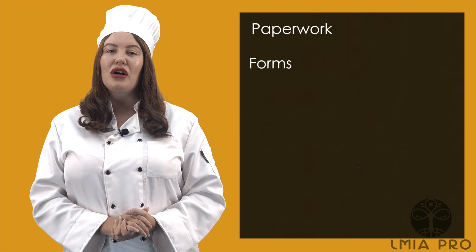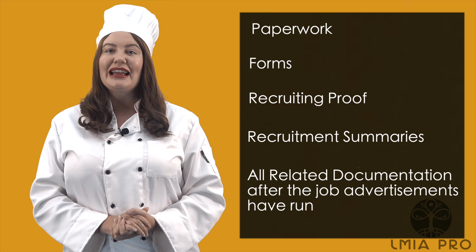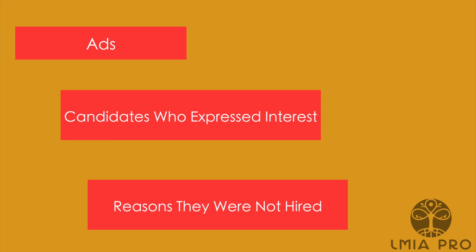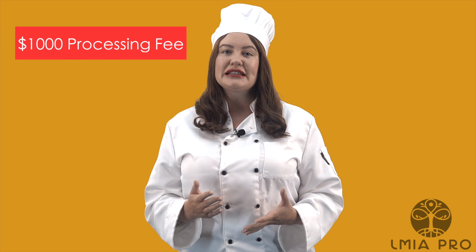We must complete the LMIA application package, which consists of paperwork, forms, recruiting proof, recruitment summaries, and all related documentation after the job advertisements have run. Completed LMIA application forms are added to your recruiting summary. It contains detailed information on the ads, the candidates who expressed interest, the reasons they were not hired, and any other factors that may be important in understanding why you are having problems hiring locally. Financial statements and other documents that show the government that you are a legitimate firm are also required by the LMIA. A completed LMIA application will require, in most categories, a $1,000 processing fee paid directly to the government.